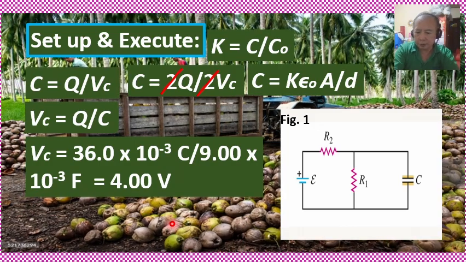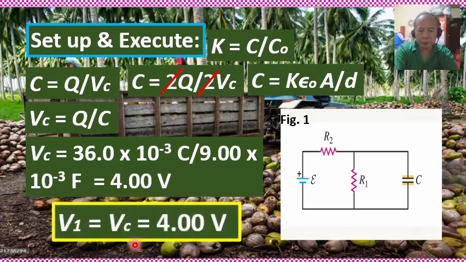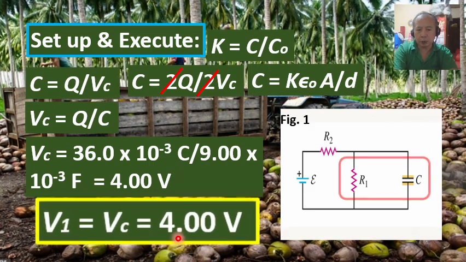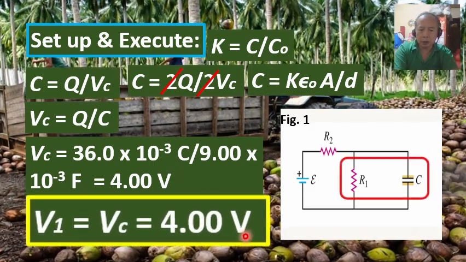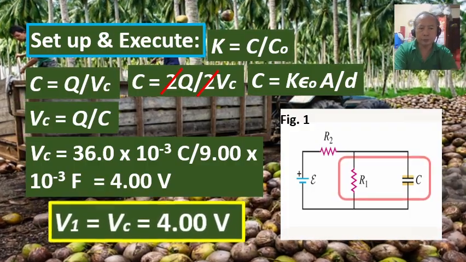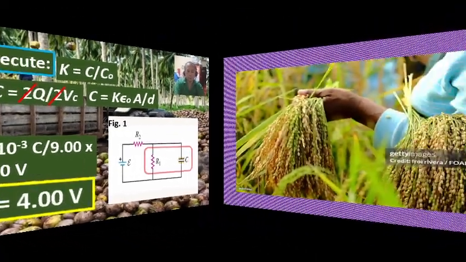That is, V sub 1 is just equal to V sub C, which is 4.00 volts in three significant figures.